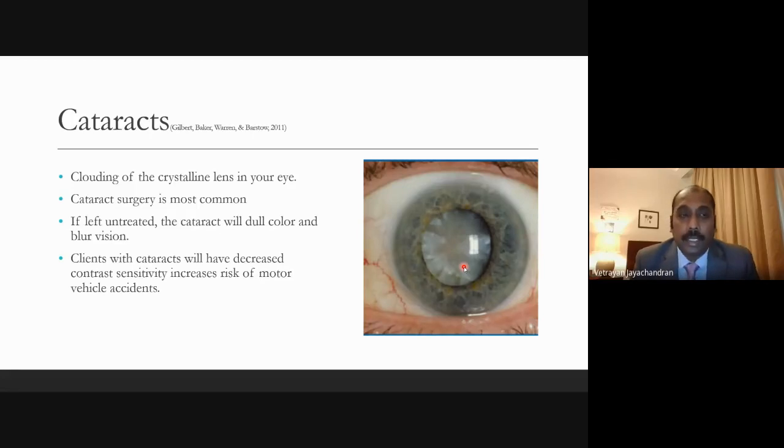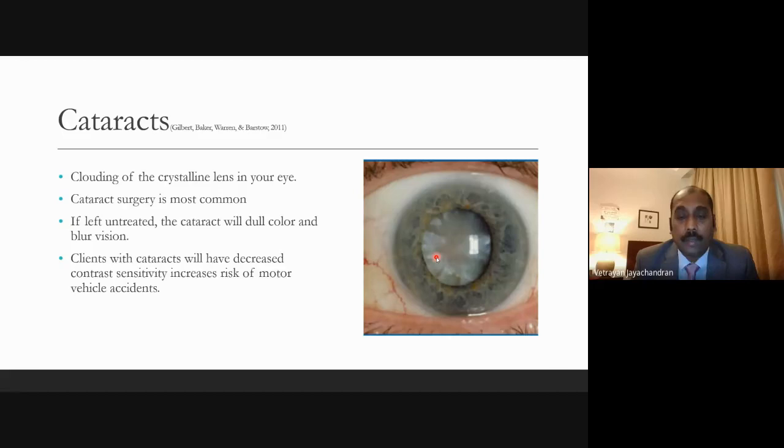Next is a cataract. It is a very common condition we can see nowadays. Many people visit the eye hospital mainly because of cataract problems. So cataract is nothing but a clouding of the crystalline lens which is present in our eyes. So cataract surgery is most common. If it is left untreated, it will cause dull color or blurred vision. The client who has the cataract will basically have decreased contrast sensitivity. They have difficulty identifying the difference in the contrast of colors. And they may also be more prone to motor vehicle accidents. So that is very important.